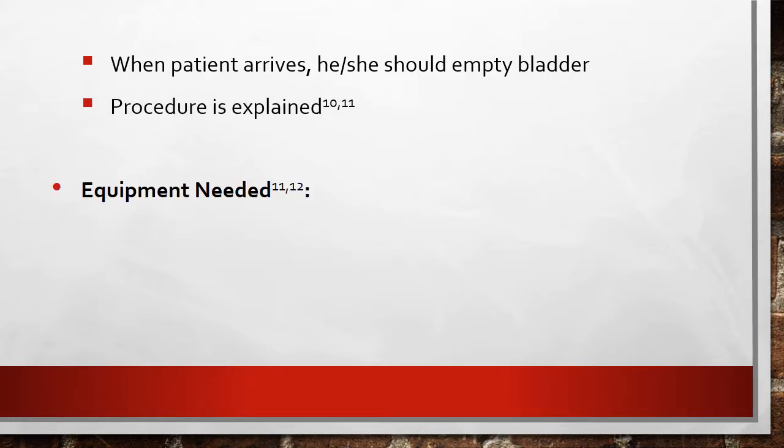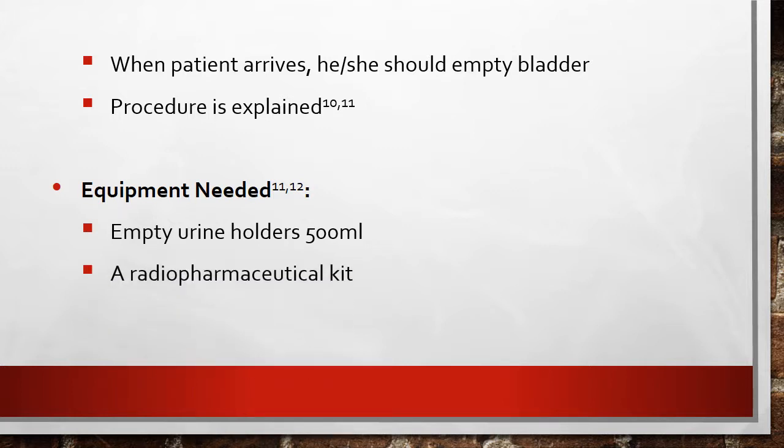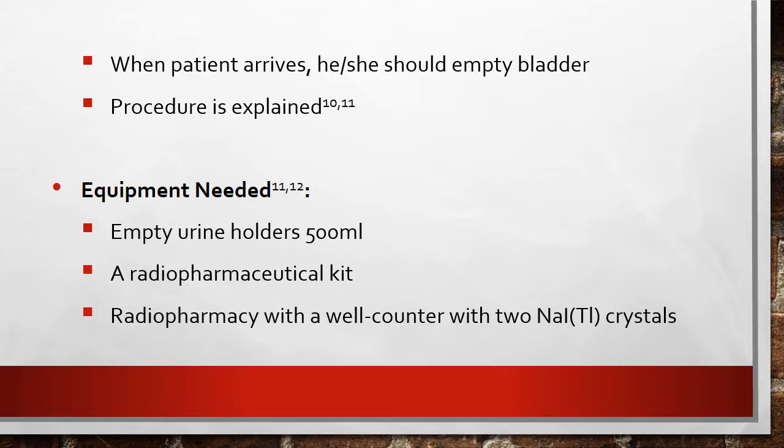The equipment needed: empty urine holders of 500 ml are given to the patients to collect their 24-hour urine samples. A kit from the radiopharmaceutical manufacturer is provided to the nuclear medicine department to draw up the urine samples and then sent back to them, where they measure the urine samples in a well counter or a well counter with 2 sodium iodide doped with thallium crystals.